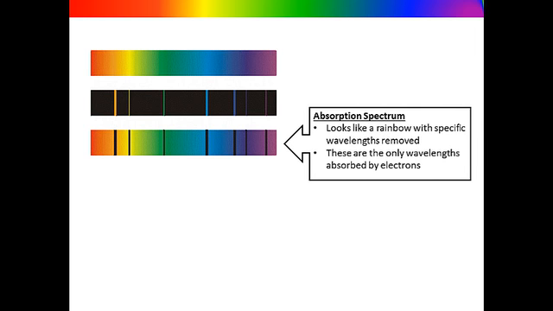The absorption spectrum looks like a rainbow with certain wavelengths removed. These particular wavelengths are the only ones absorbed by the electrons in the atom or atoms present in the substance. Notice that the emission spectrum lines match up perfectly with the absorption spectrum lines. This is because, for a given element, the energy emitted is exactly the same as the energy absorbed.